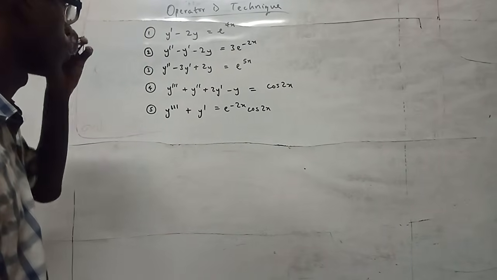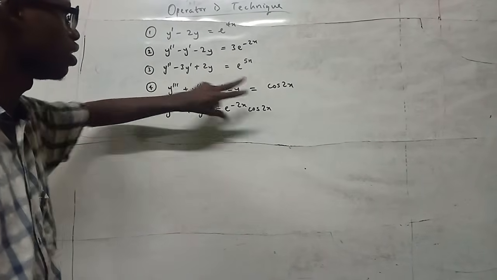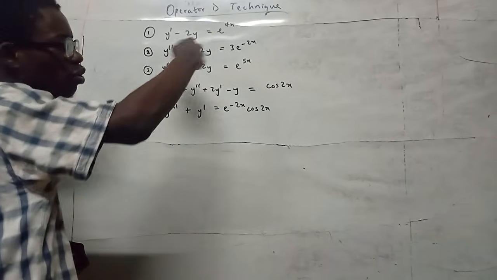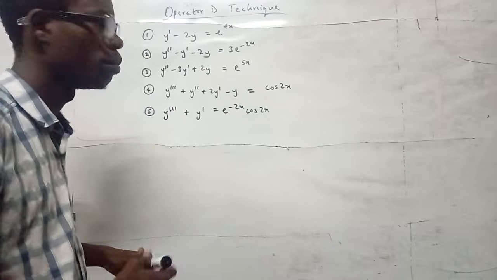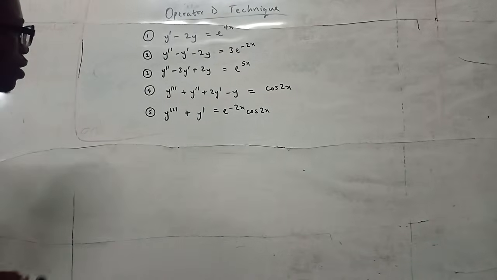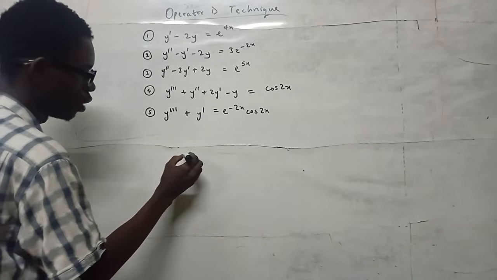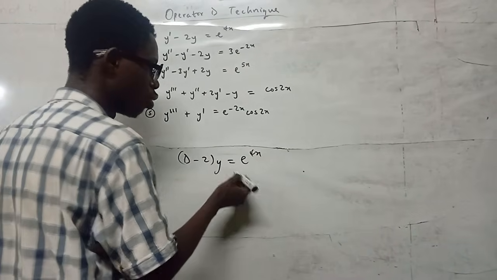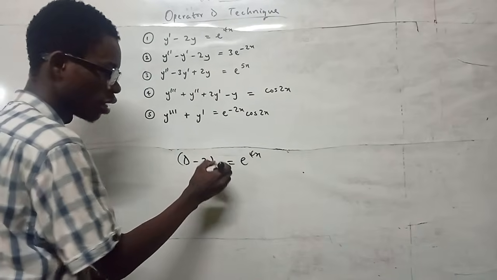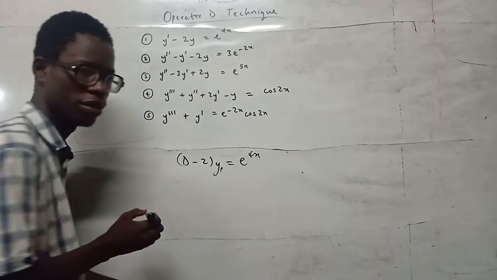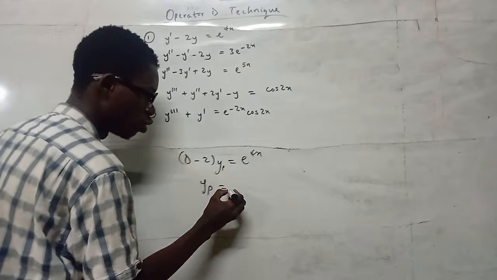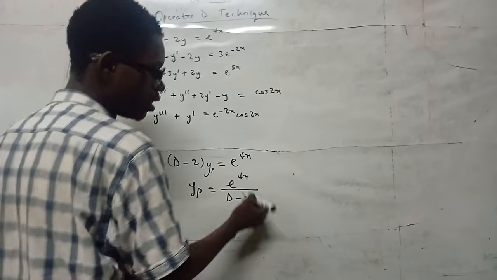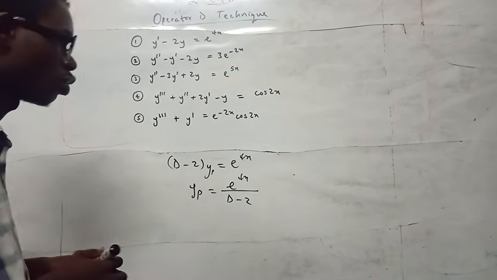Now, for these few questions, we are going to be solving each of them using the operator D technique. The operator D technique for solving all these ones is called the inverse operator method. Look at the first question. We have (D minus 2)y equals e raised to power 4x. We are going to turn this into inverse. What we are looking for is our y. I can call this my yp, right? So, it means my yp equals e raised to power 4x over D minus 2. So it's now in the inverse. This is what we call the inverse operator method.